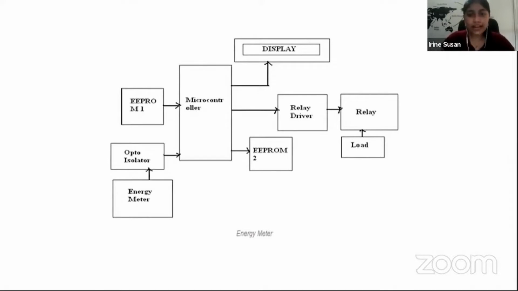This is the block diagram of an already existing model. There is a microcontroller and two EEPROMs, an energy meter, a relay driver, and a display. So we put the rechargeable card in the EEPROM 1, and the amount and the unit of energy consumed would be given to the microcontroller by the energy meter. For every unit of energy consumed, the balance amount would keep decreasing, which would be from the EEPROM 2. And once the balance reaches 0, a message would be given to the relay driver from the EEPROM 2 to cut the power supply to the load.